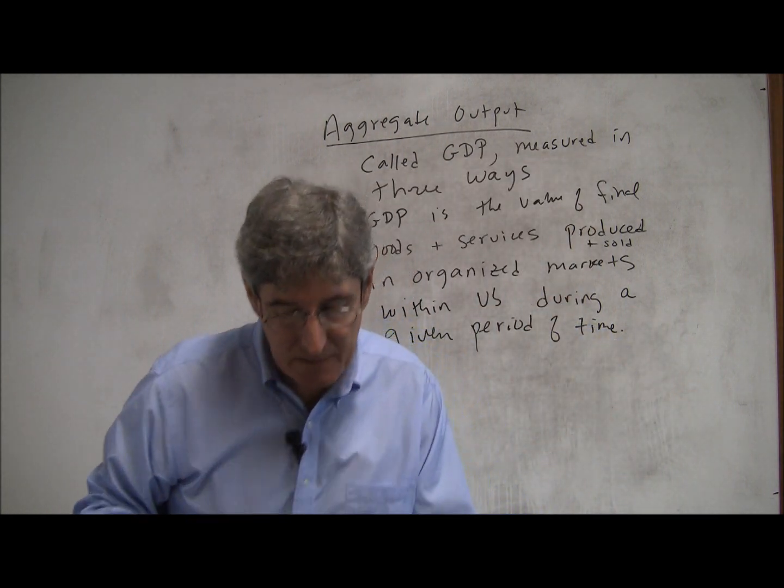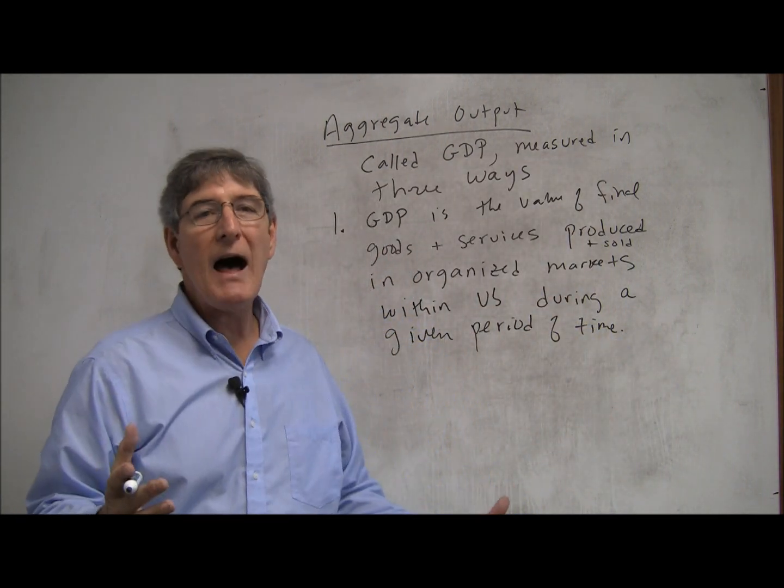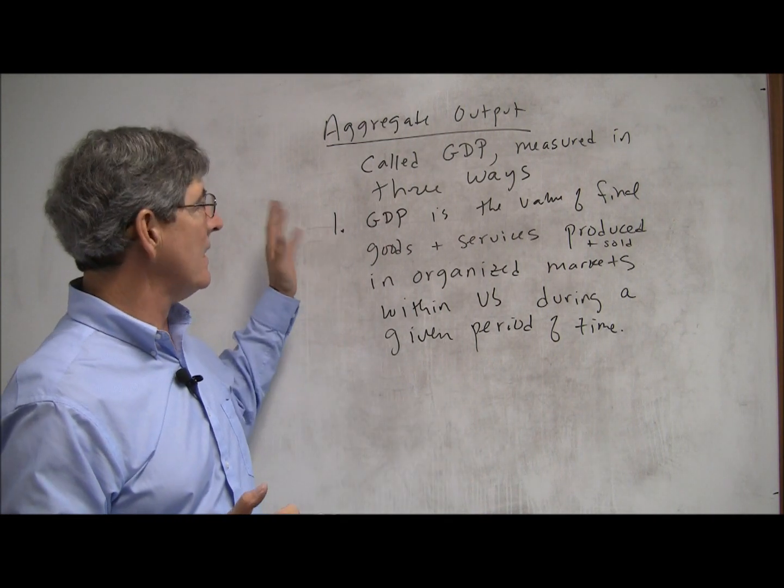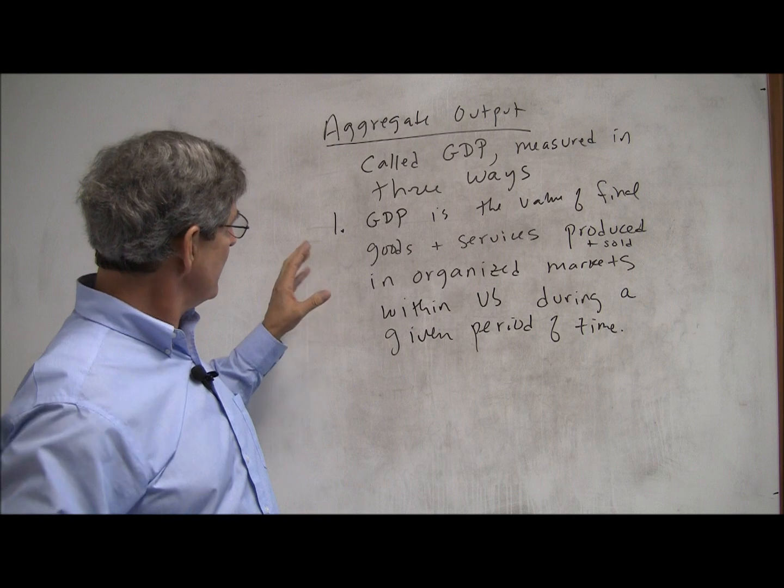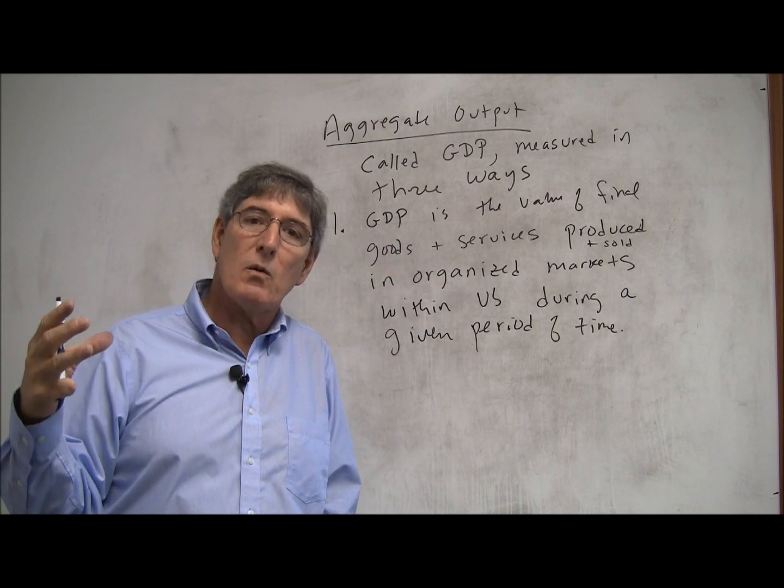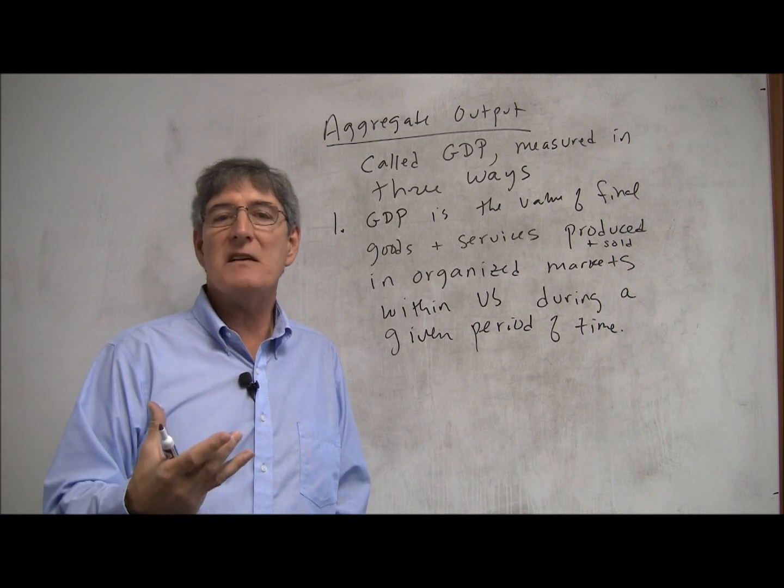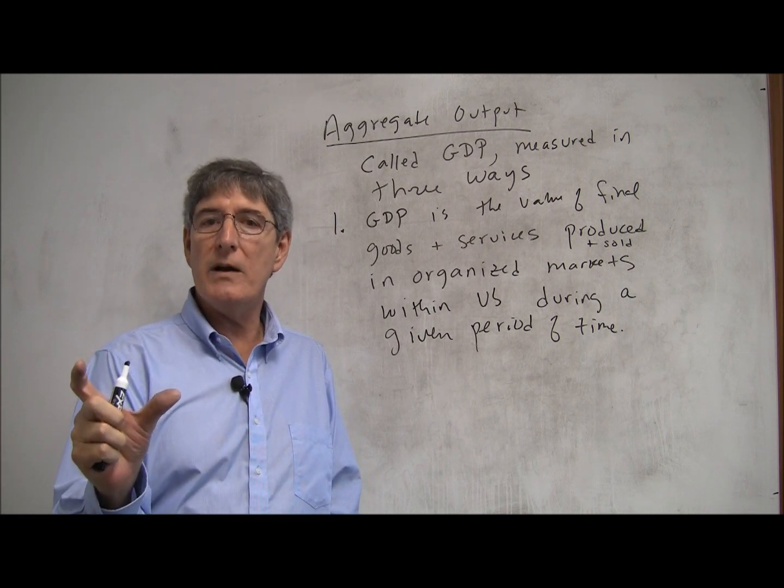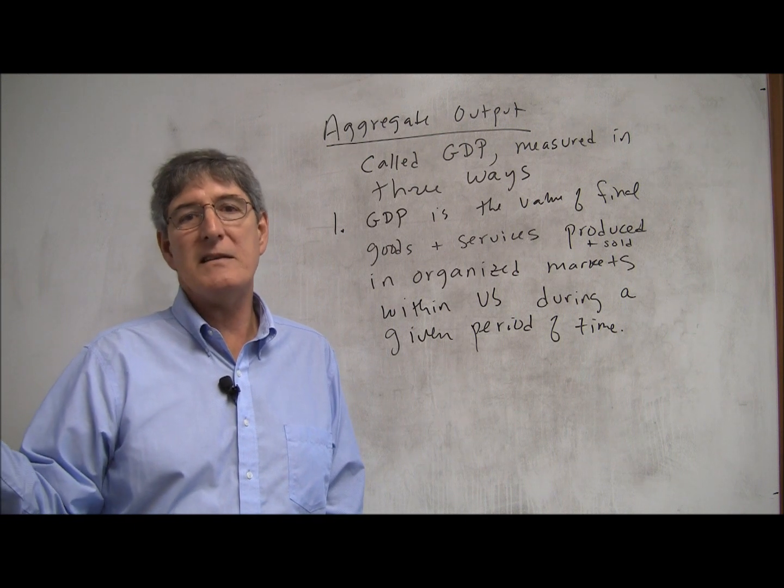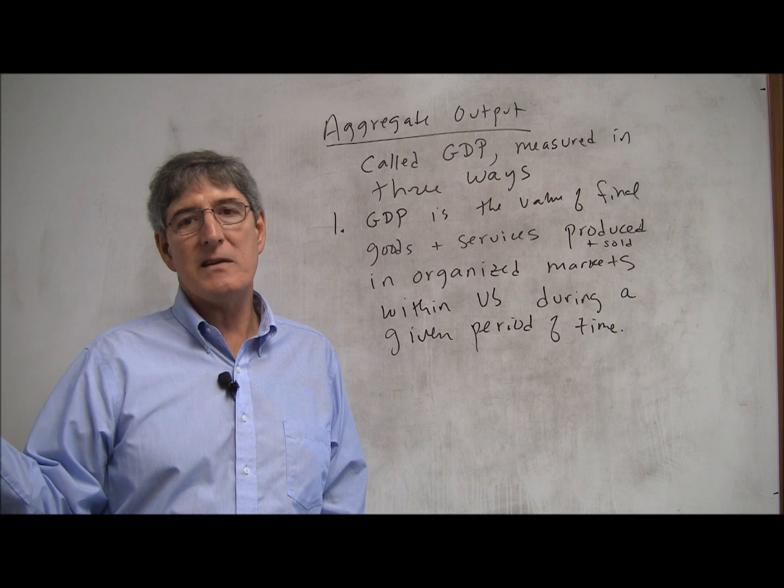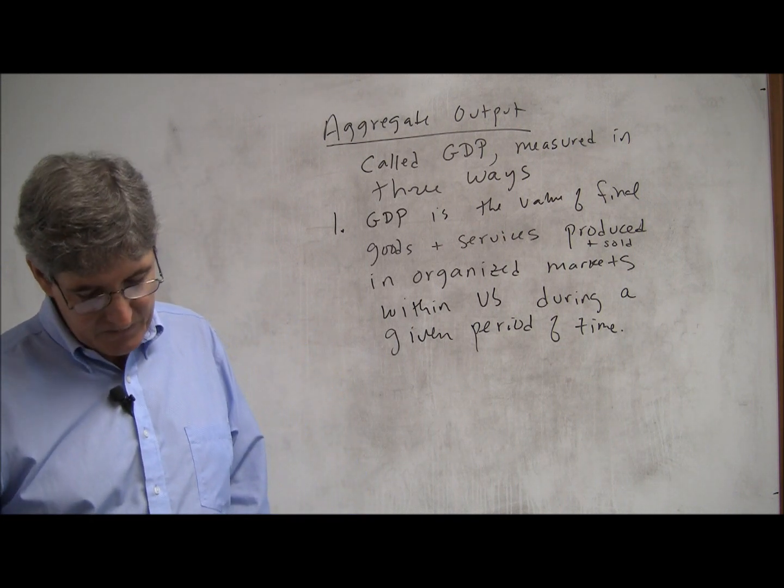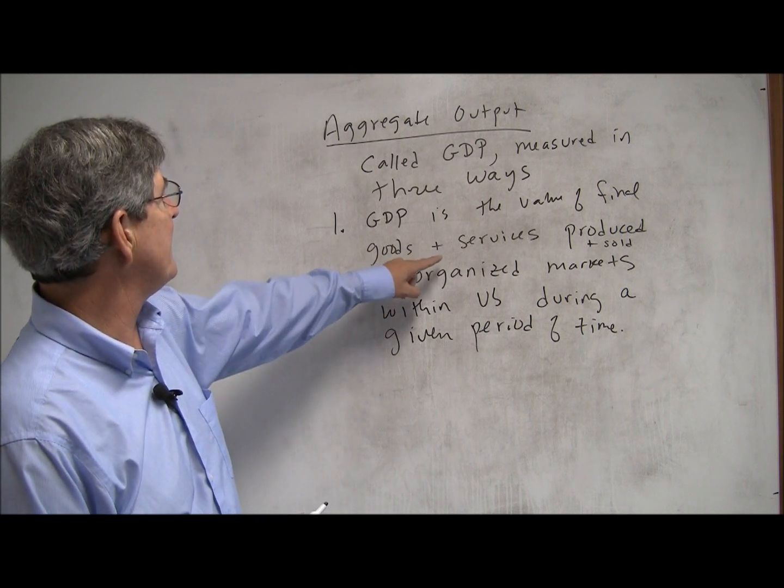So we're just going to add up the value of the output of all the firms in the economy, all the goods and services. You just take the price of the goods times the quantity. So a firm produces 100, costs $2, the value of their output is 200. Go to the next firm, they produce 200 and the price is $4, so there's another $800. You add that up. You just keep doing that across all the firms in the economy. So you just add up the final goods and services.